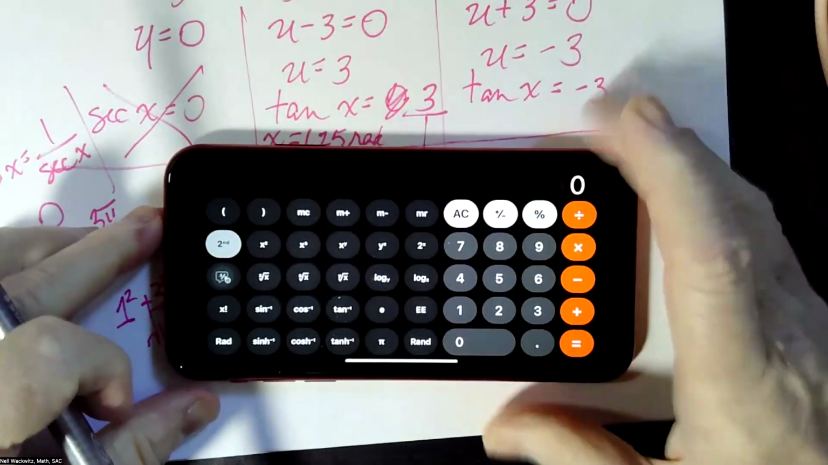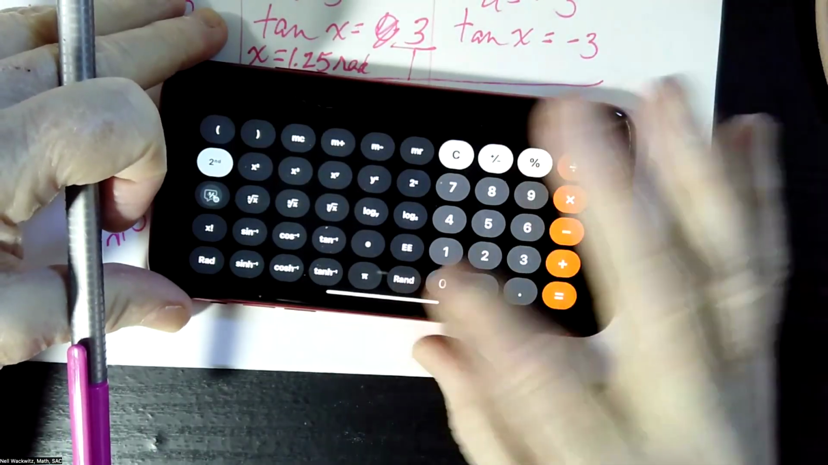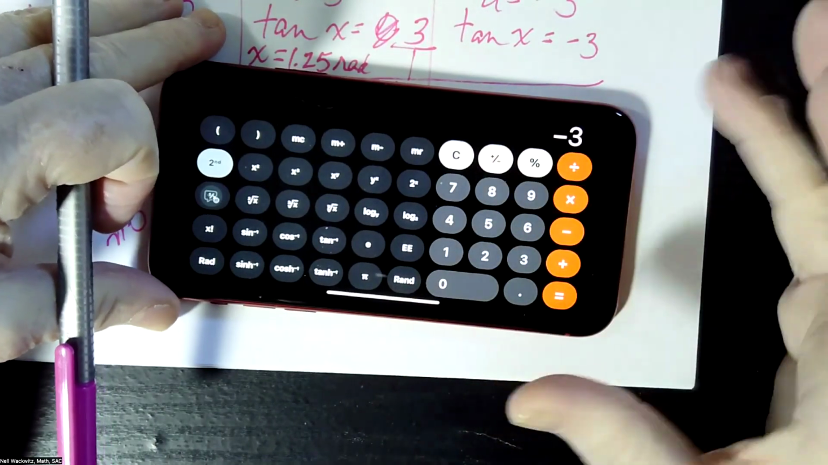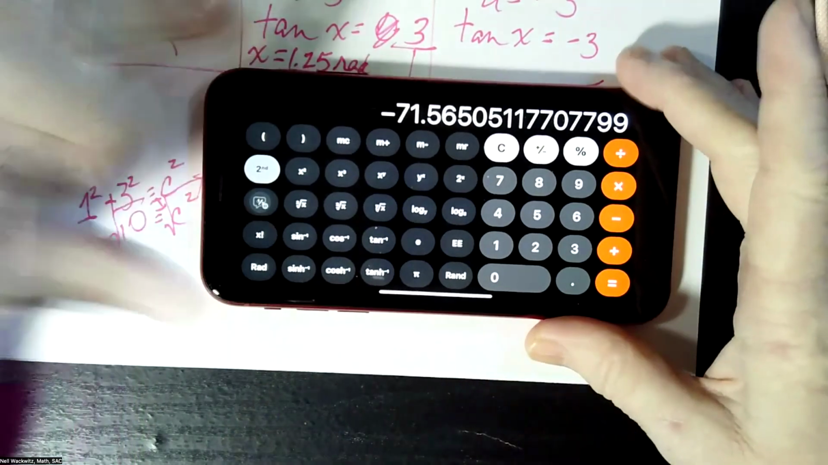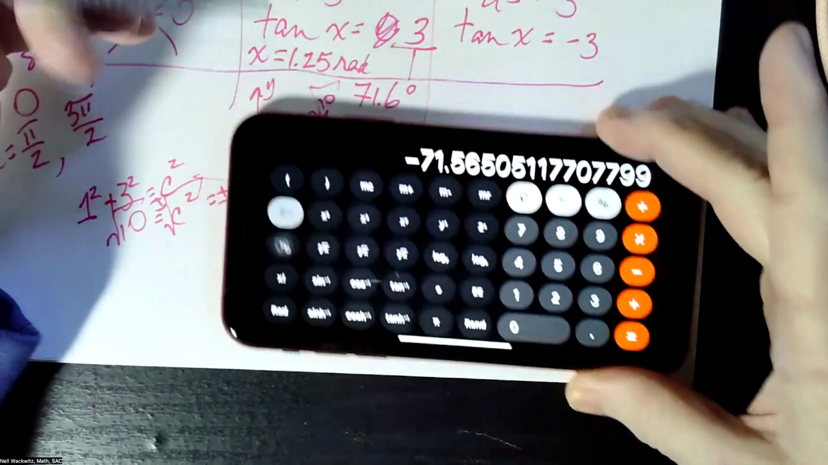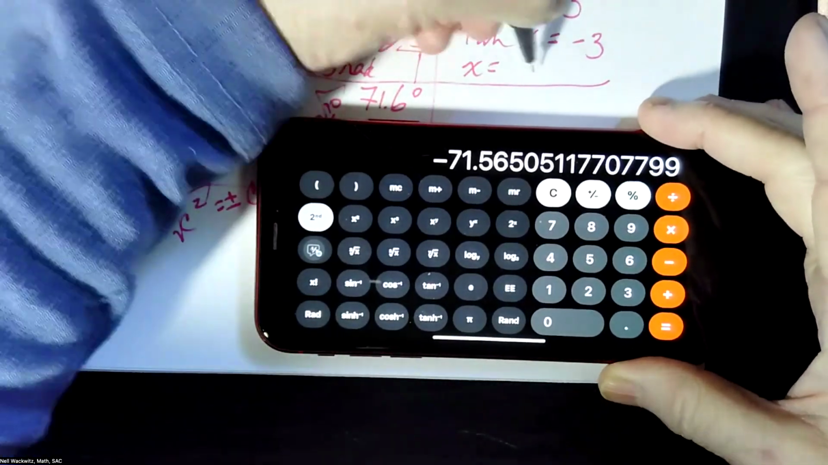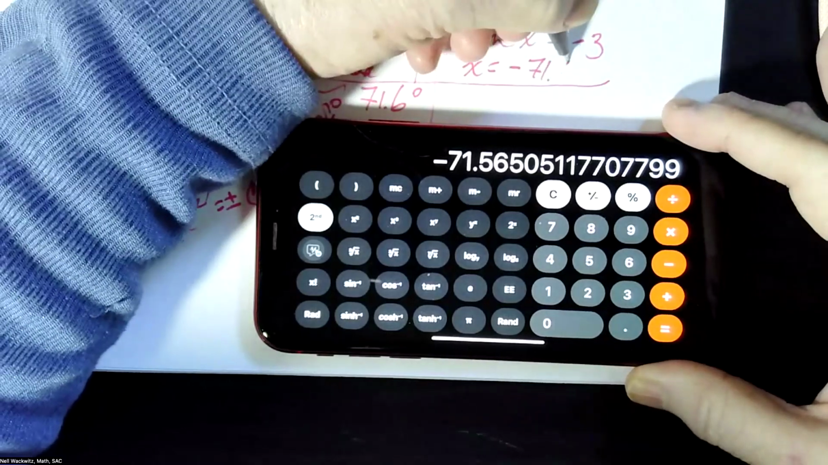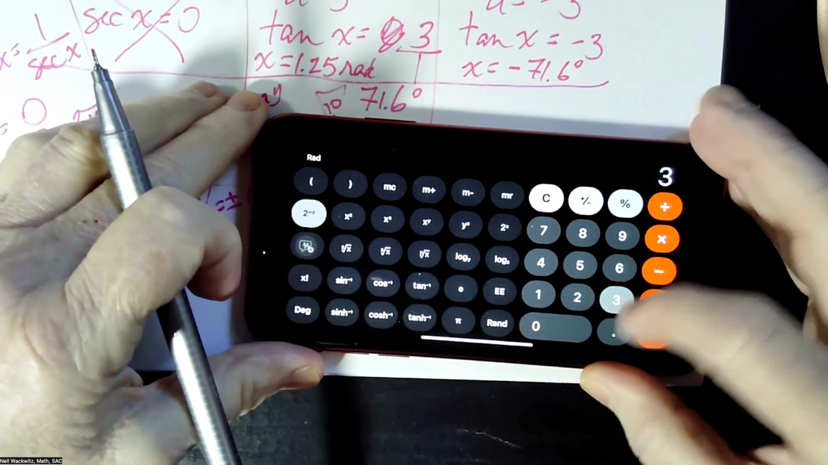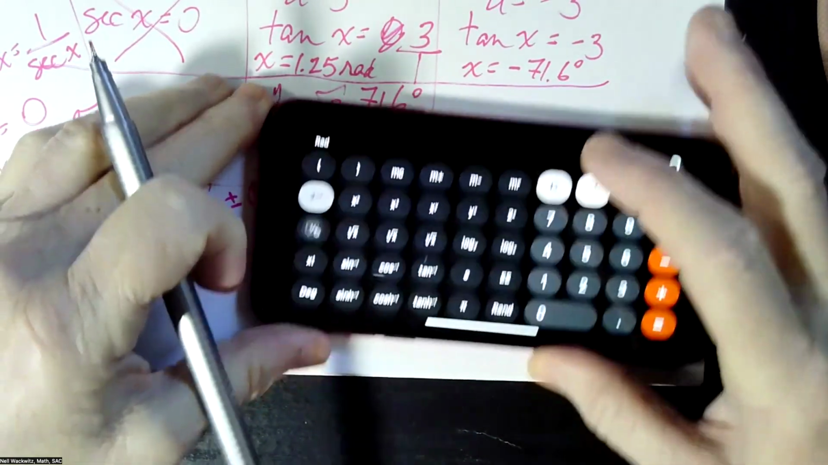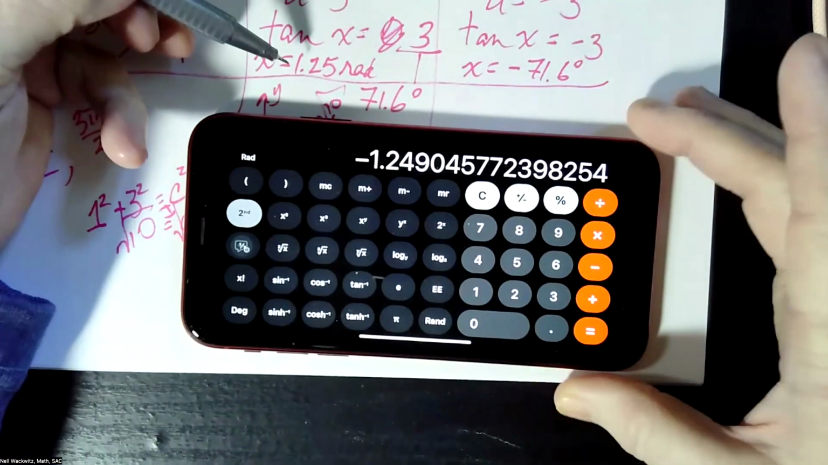And then we should get similar values for the negative 3. So let's see. We get 3, and I'm going to tap the plus minus to get the negative. And inverse tangent, I get exactly the same value, but negative. So it's in the fourth quadrant, just like we thought. So x is negative 71.6 degrees. And let's do that in radians. 3, negative, inverse tangent. And we get the same thing, negative 1.25.